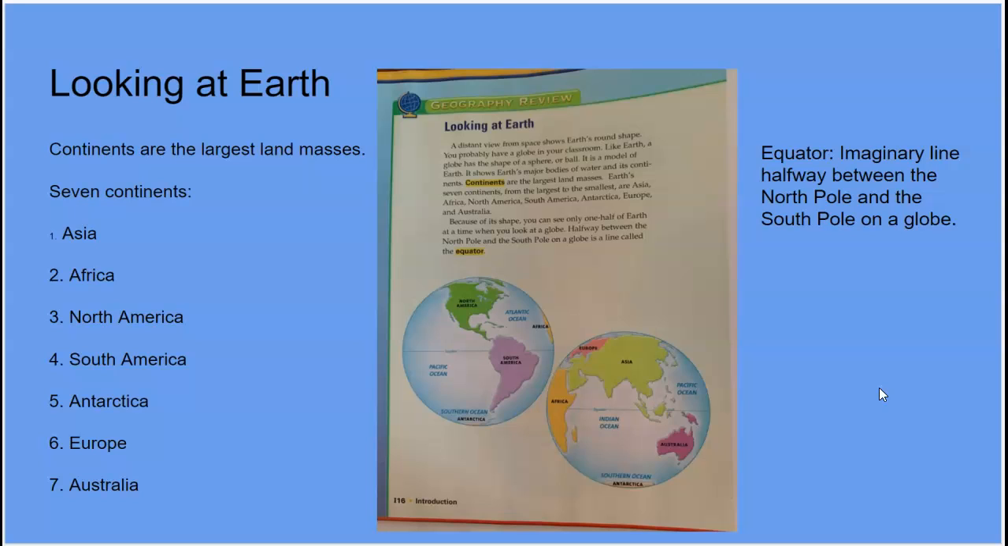Halfway between the North Pole and the South Pole on a globe is a line called the equator. So just as a review, continents are the largest land masses. There are 7 continents: Asia, Africa, North America, South America, Antarctica, Europe, and Australia. And as a reminder, the equator is an imaginary line halfway between the North Pole and the South Pole on a globe, and you'll see it right in the middle here.